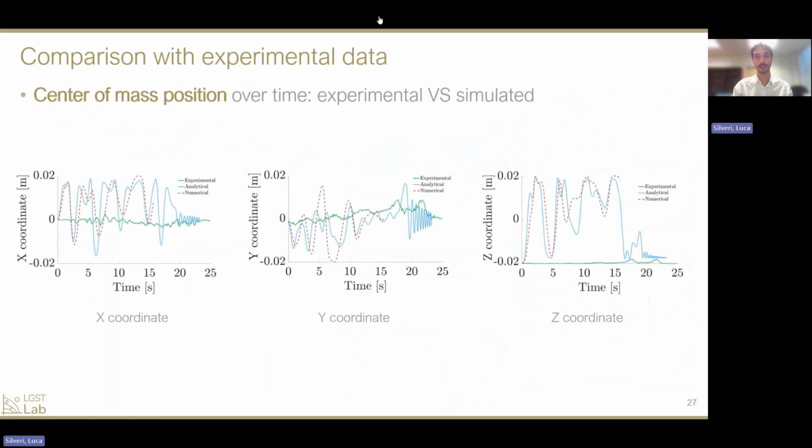This mismatch can be seen also from these graphs. They show the X, Y, and Z coordinates of the center of mass. In green, the experimental data, and then in blue and red, the analytical and numerical ones. The analytical and numerical trends qualitatively match together, but they differ completely from the experimental ones. So this mismatch between the experimental and simulated behaviors is caused by simplified implementation of the contact angle.